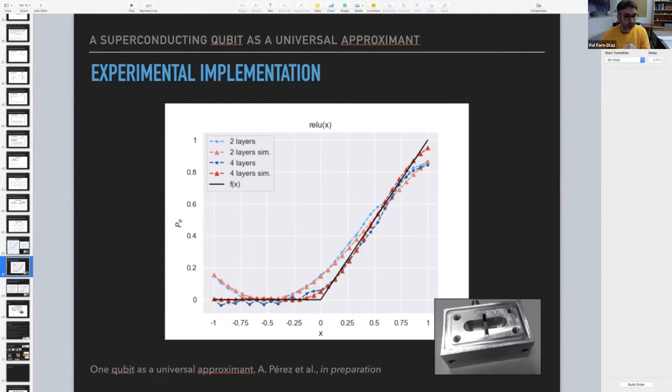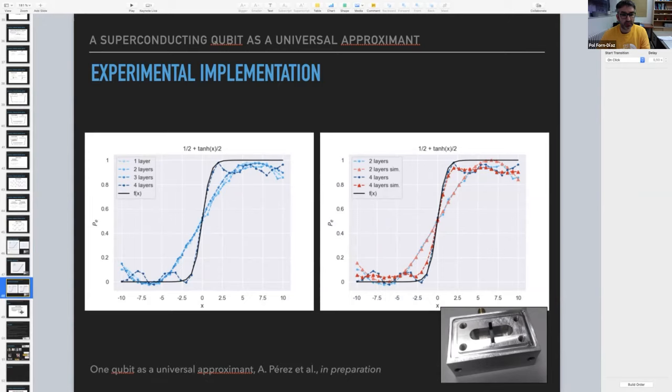This is for the ReLU function. We have done the same experiment for the hyperbolic tangent. And this is experimental data for a different number of layers that approach the hyperbolic tangent, even though there's still some oscillation. And then comparing to the theoretical result, the red trace also shows some oscillations. But essentially, we show that our algorithm works. It follows the theory quite well. And so this is essentially our result.